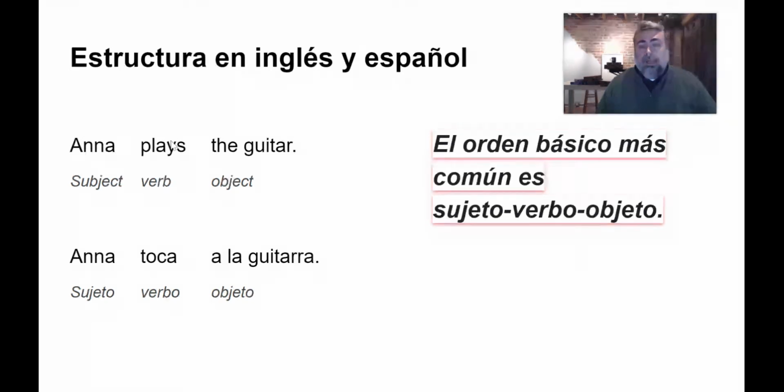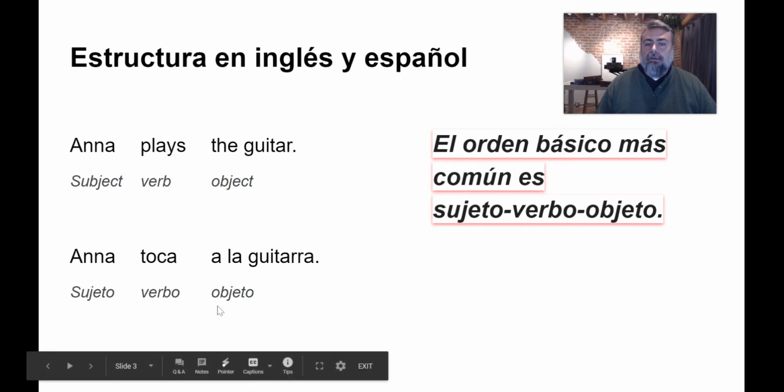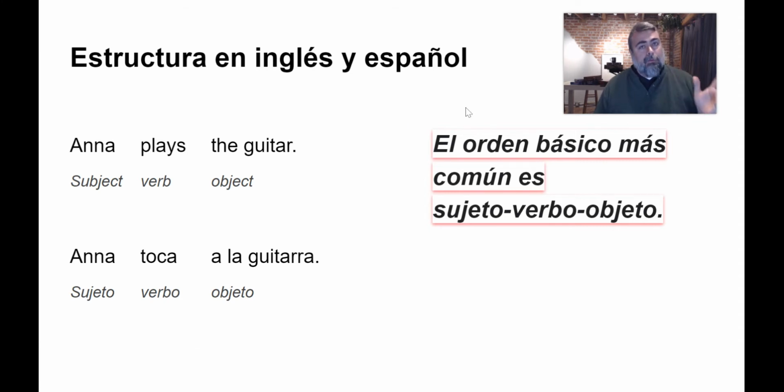Por ejemplo, Anna plays the guitar. Subject, verb, object. En español, Ana toca la guitarra. Sujeto, verbo, objeto. Entonces, el orden más común, el orden normal, sería sujeto, verbo, objeto.